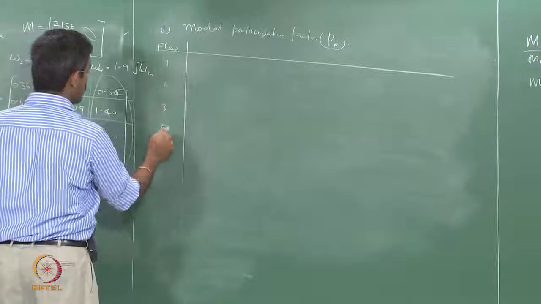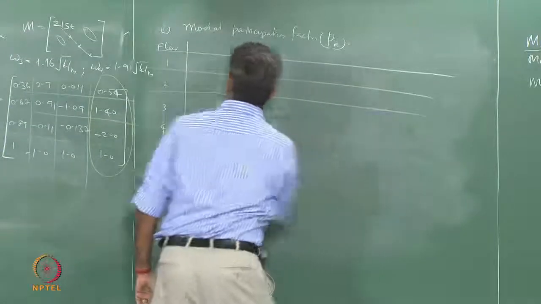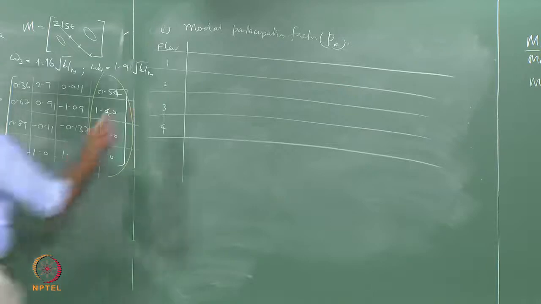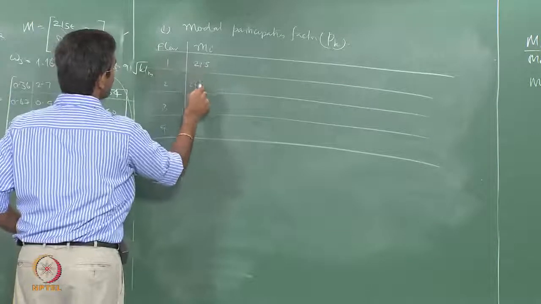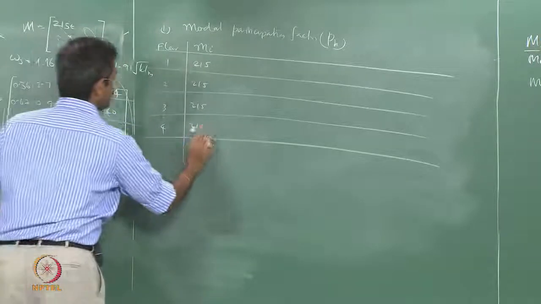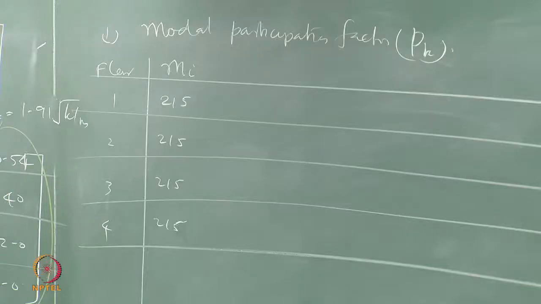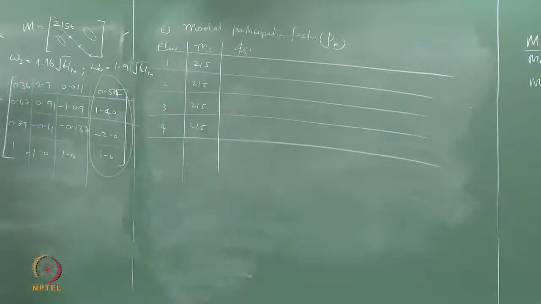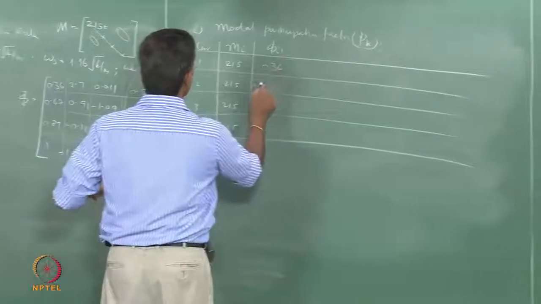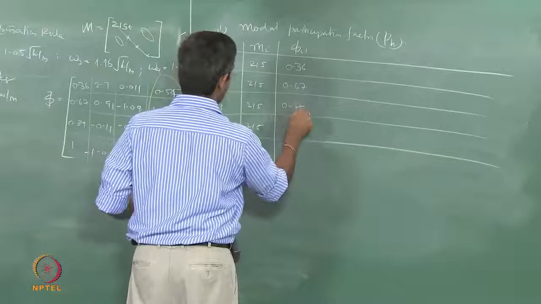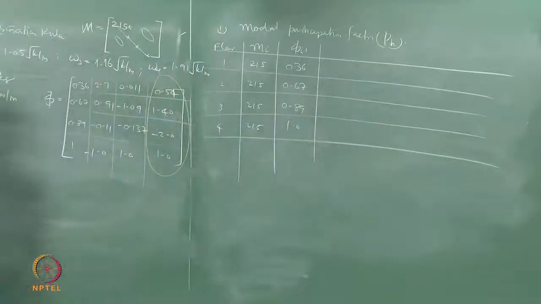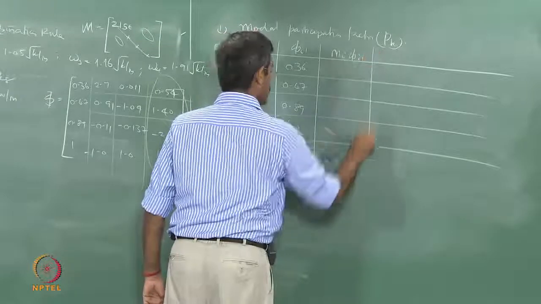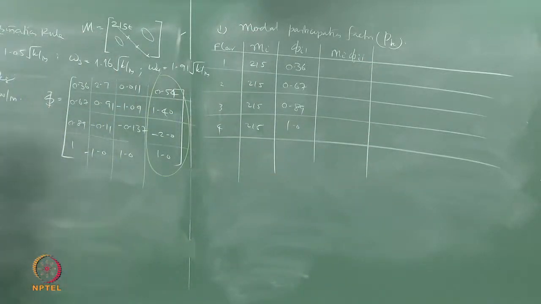Mass point 1, 2, 3, and 4. Let us say Mi phi i. Let us say phi i1, so in this case 0.36, 0.67, 0.89 and 1.0. We need Mi phi i1, then I need the square of that.